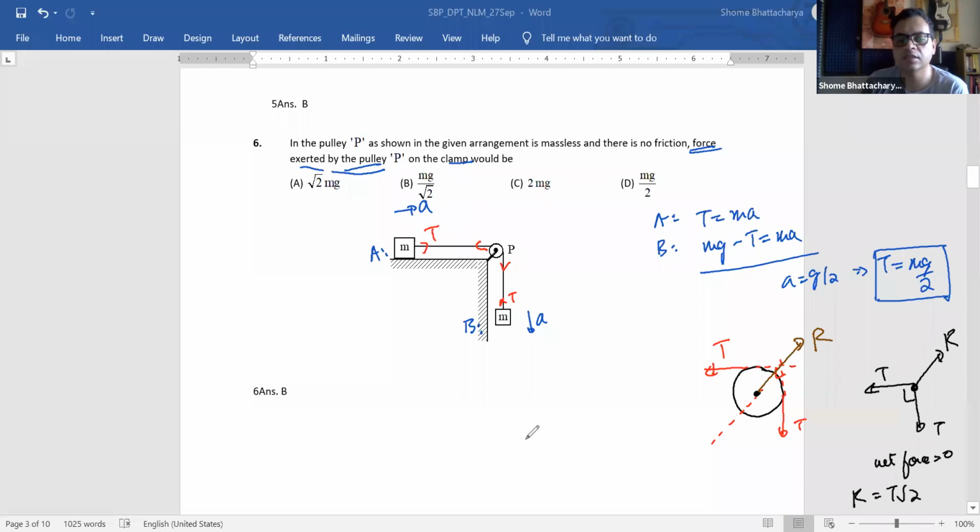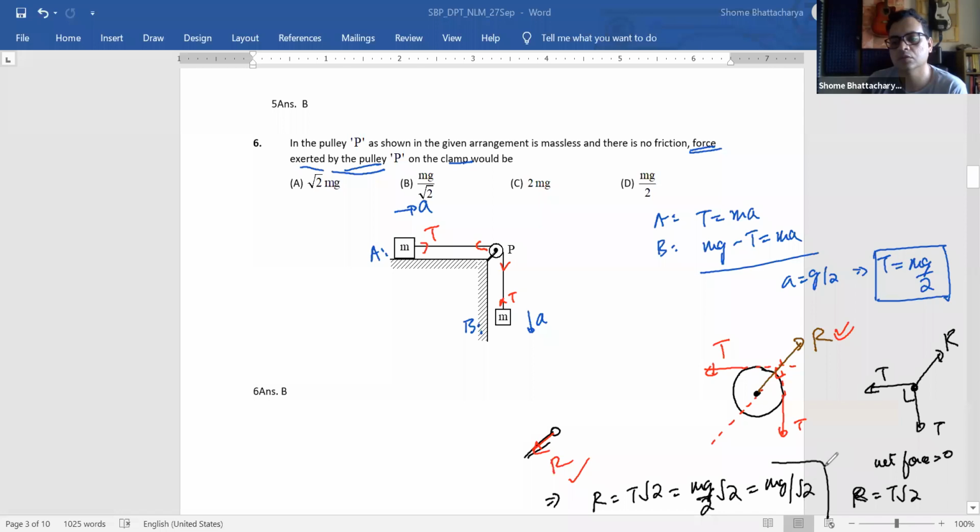So now you understand that on the clamp, the pulley is applying an equal and opposite downward reaction force. The pulley is pushing it like this, so the clamp is pushing back with this. So this and this are an action-reaction pair. So once you understand that, you can see that this reaction force is T root 2. So that is mg by 2 root 2, so that is mg by root 2. Okay, so that is the reaction force.